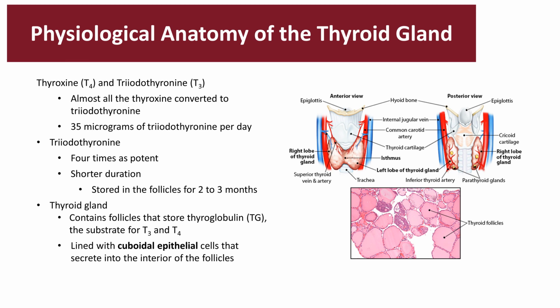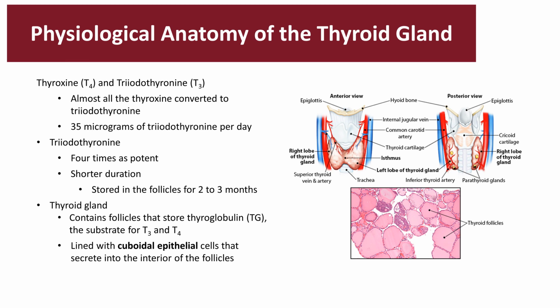It has a much shorter duration, and it can be stored in the follicles inside the thyroid gland for 2 to 3 months. These follicles store thyroglobulin, Tg, which is a substrate for creating T3 and T4. If you look closely at the histology, it is composed of cuboidal epithelial tissue and cells. On the right side, you can see the structure.